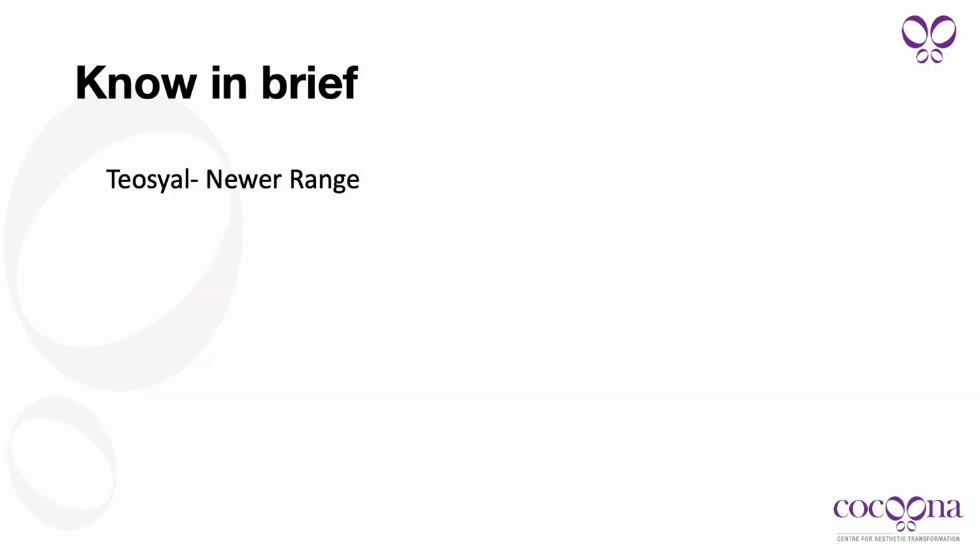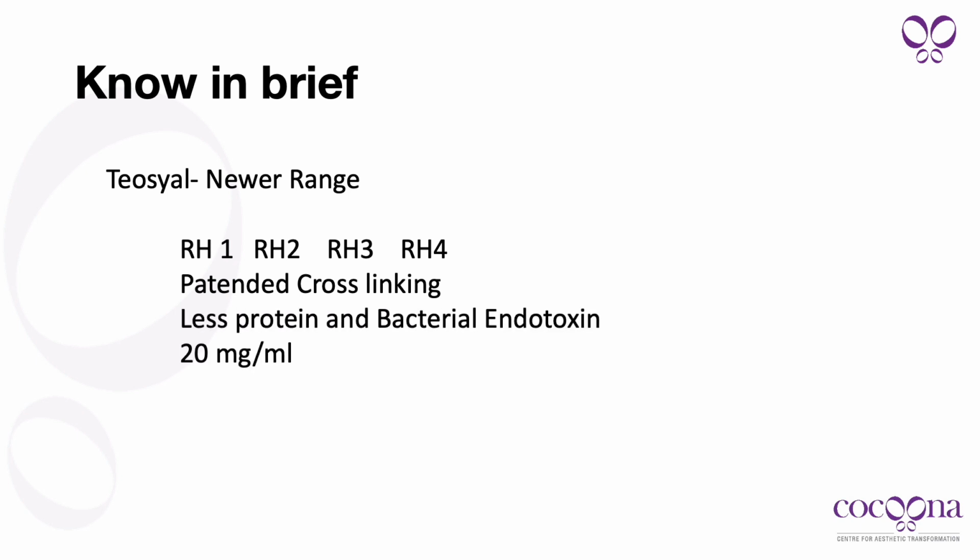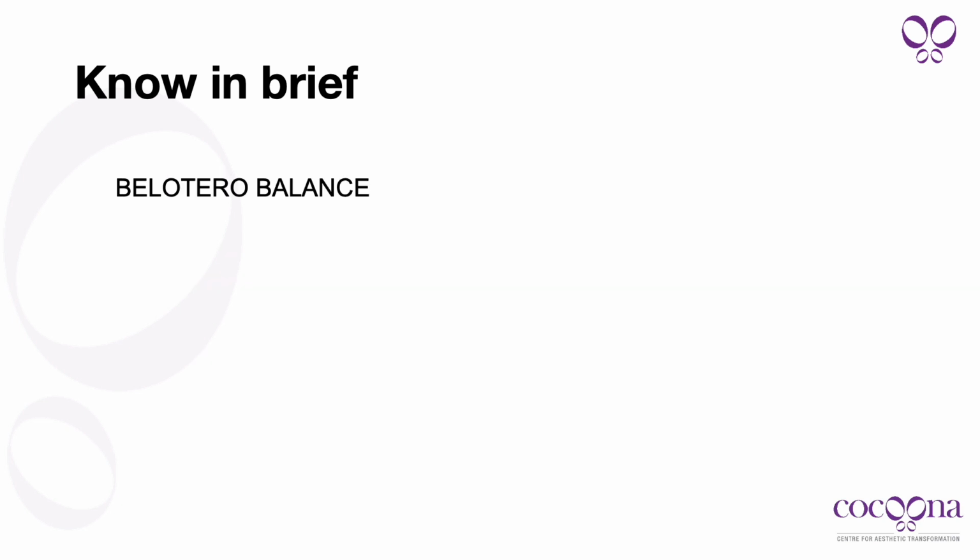Teosyal now has a newer range. They're called RHA 1, 2, 3 and 4. It has patented cross-linking. It has less protein and bacterial endotoxin, so less hypersensitivity and reaction and inflammation. And it has only 20 milligram per ml. So this is the new range, and I guess it's a good range to try for different indications.